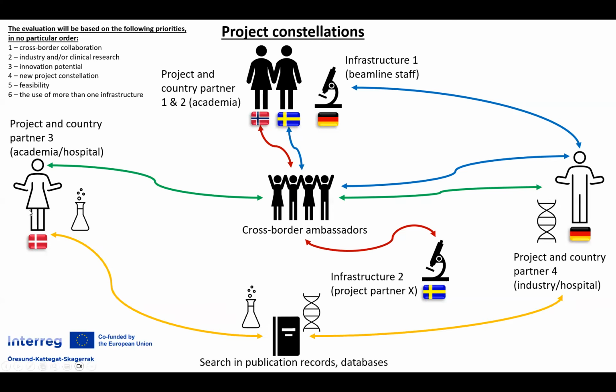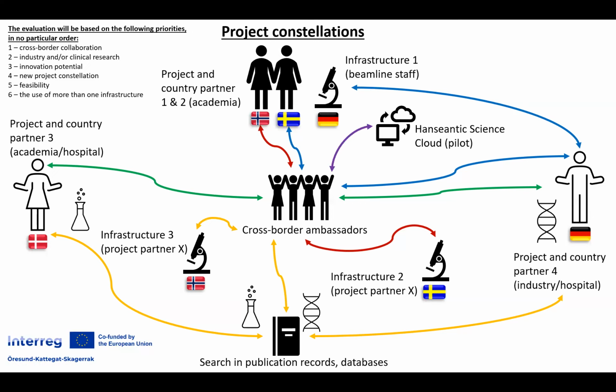Or it could be that this partner does some searches, him or herself, in publication records or databases, finds a potential candidate, and contacts this person, and the other person is interested. Then they could also speak with us ambassadors, and maybe we can suggest a new infrastructure that they can use. And of course, there would also be the option in the future to use the Hanseatic Science Cloud.